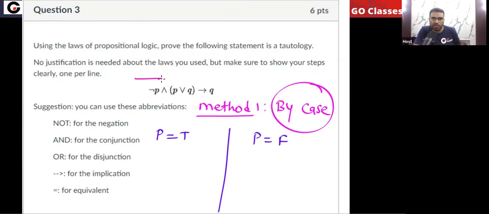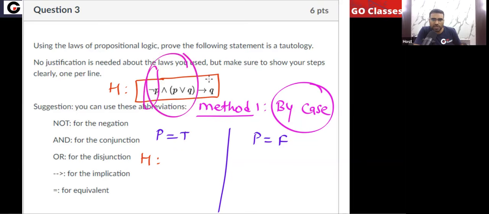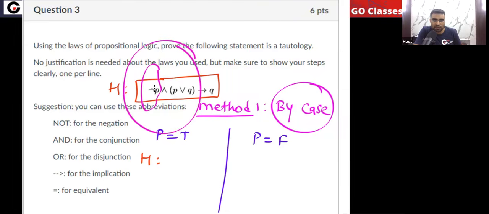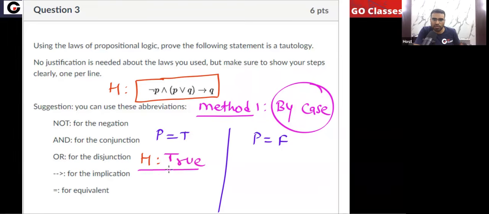Let me call this expression h. Tell me, when p is true, what will be h? Just put p equal to true. Then p bar will be false. False and anything will be false. False implies q will be true, because false implies anything is true. So when p is true, h will be true.